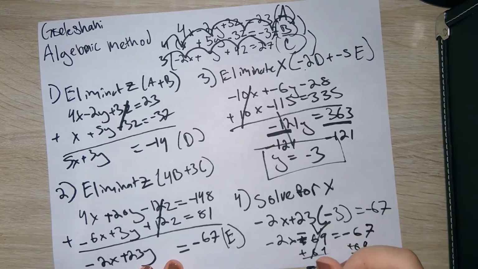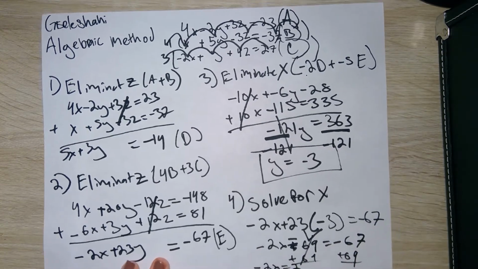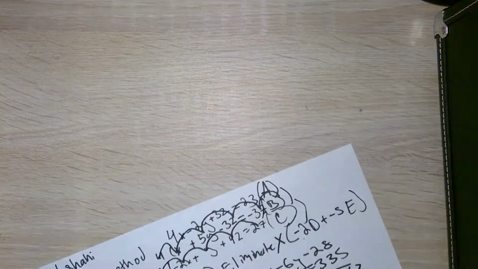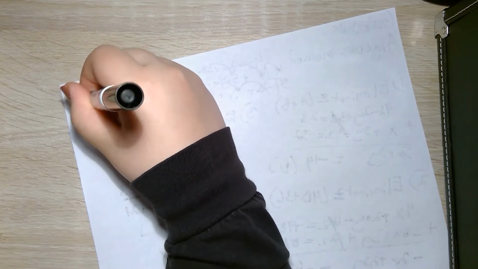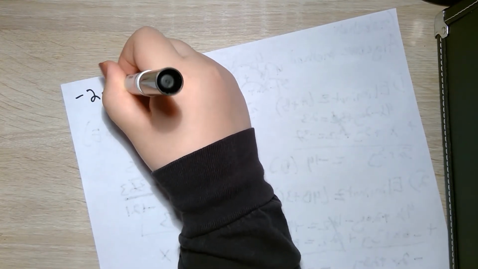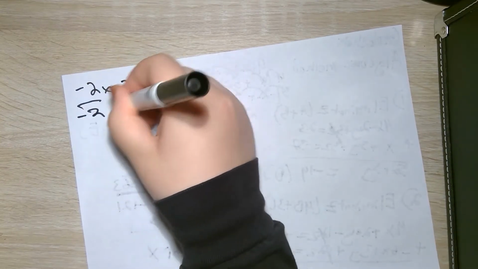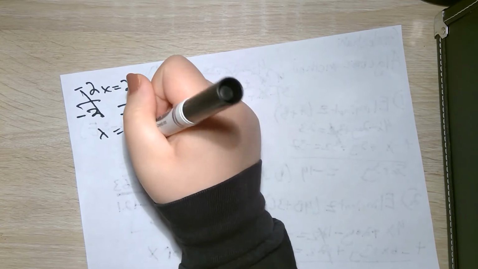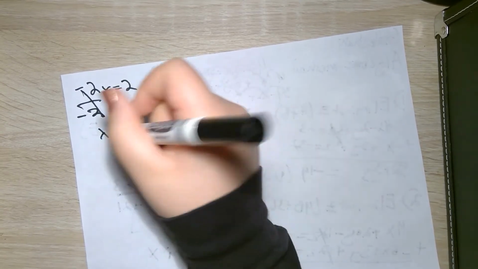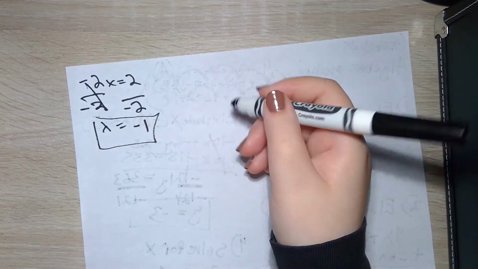And it'd be -2x equals 2. And I'm just going to flip over the page because I ran out of room. So we had -2x equals 2, right? So divide by -2, divide by -2, cross out, x equals -1. And now you have x. Now you have 2 of the variables you want.